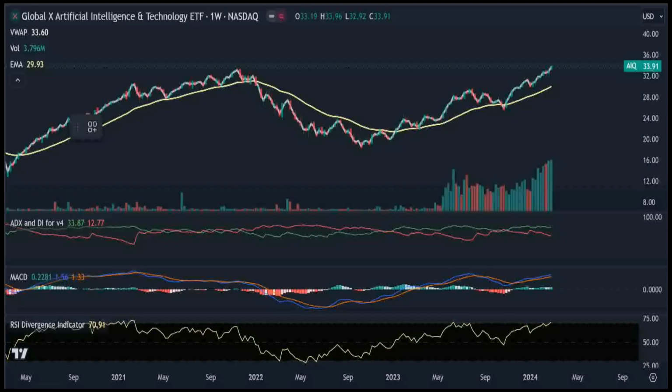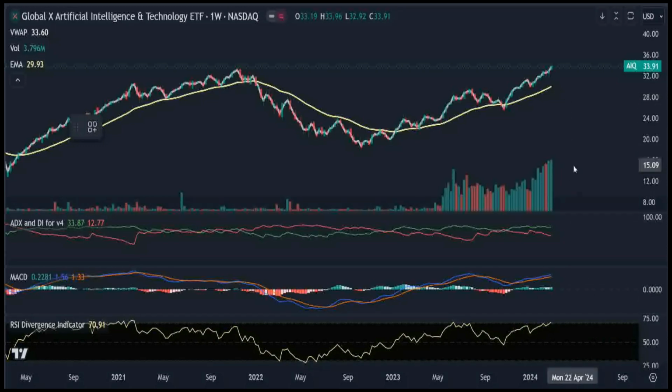Okay, let's have a look at AIQ, the Global X Artificial Intelligence and Technology ETF. We're looking at the weekly chart here, which gives us a good overview of what's occurring. Right off the bat, we can see that the volume is extremely high and favorable. This is definitely a bullish momentum trend here, as we can see reflected now in the EMA, the 30-day EMA, the yellow line here, and also the RSI. So these are excellent signs, excellent signs.